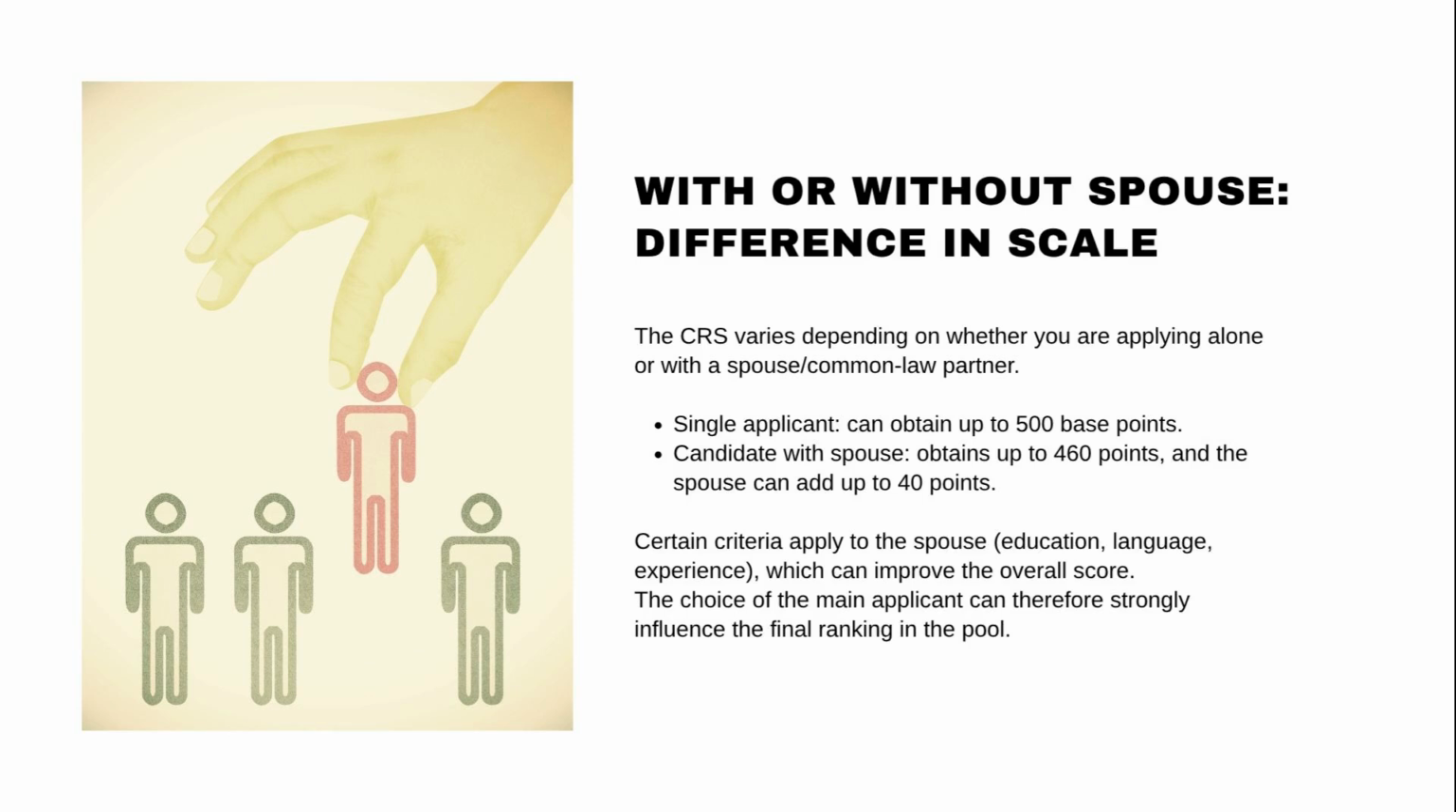A big question that comes up a lot: should I declare my spouse or common law partner in my application? The answer depends on your strategy. If you apply alone, you can earn up to 500 base points. With a spouse, the total is limited to 460 points for the principal applicant, but the spouse can contribute up to 40 additional points. So compare the two profiles and designate the one with the most potential as the main applicant.